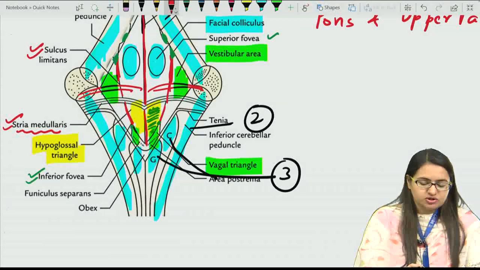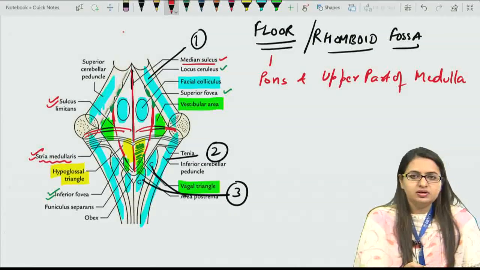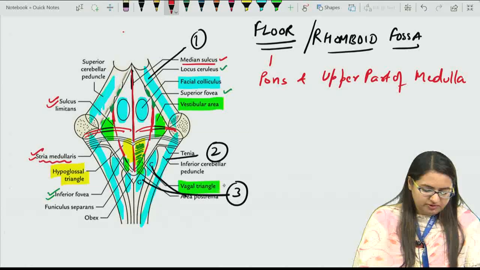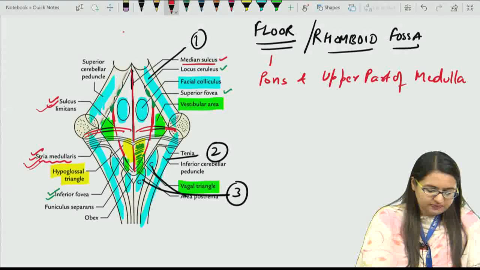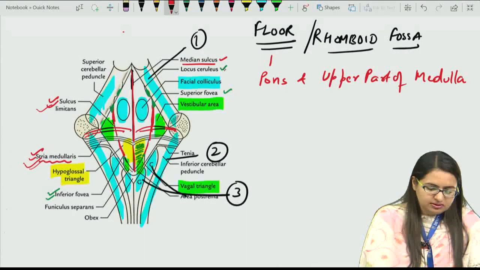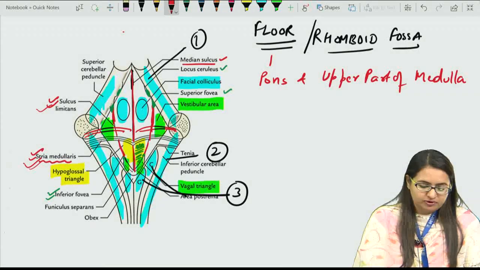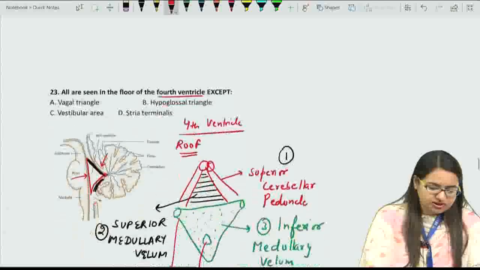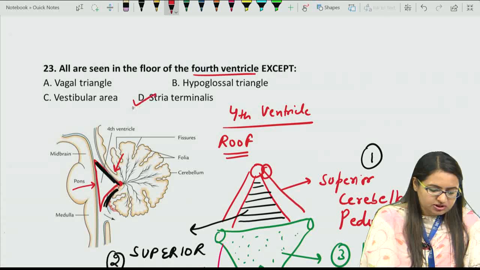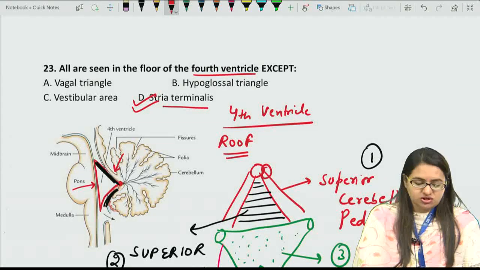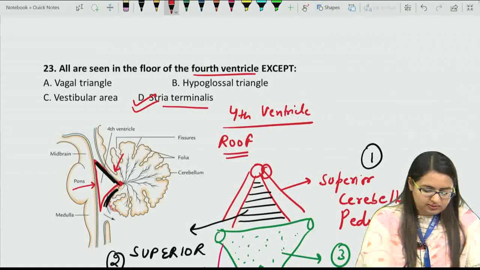So these are the various structures which are present over here in the floor of the fourth ventricle. Namely, we have the facial colliculus, vestibular area, vagal triangle and hypoglossal triangle. Apart from this, the stria medullaris, sulcus limitans and the median sulcus. So all these structures are the components of the floor of fourth ventricle. Now if you come back to the question, it says all are seen in the floor of the fourth ventricle except. The answer will be D, because the rest of the structures are present in the floor of the fourth ventricle.